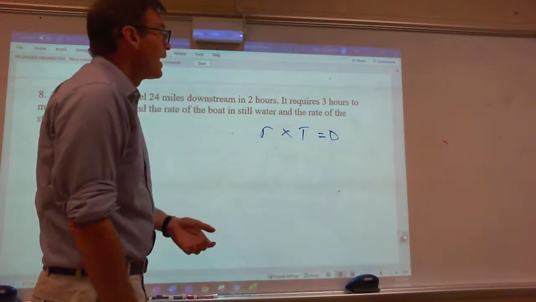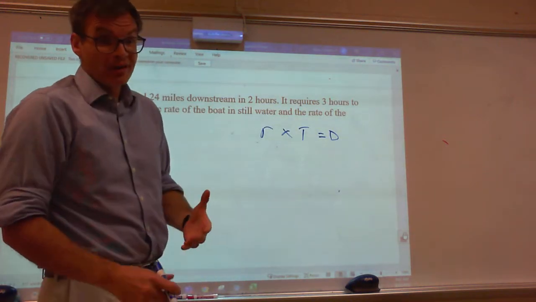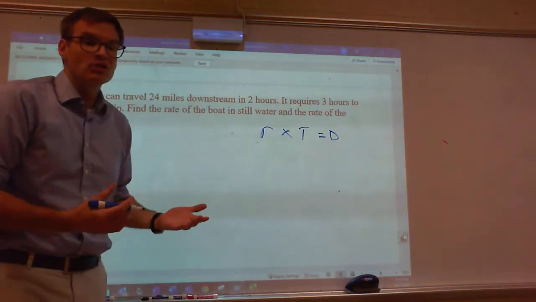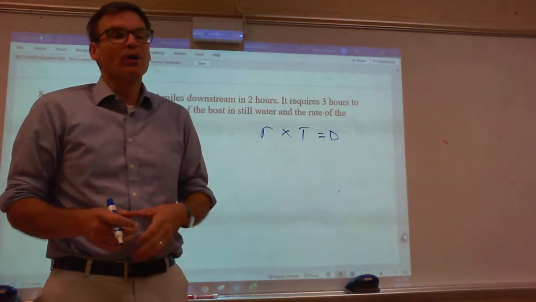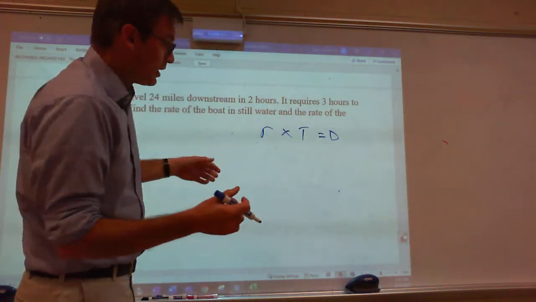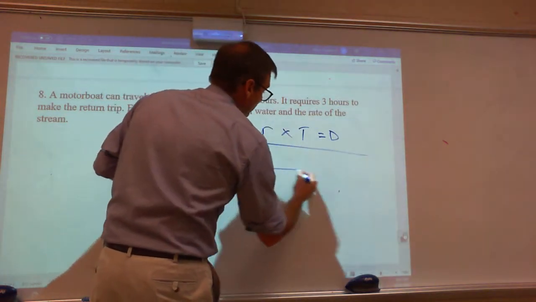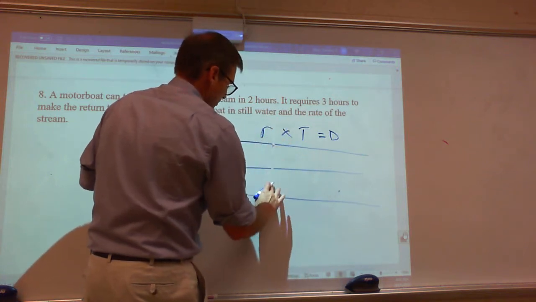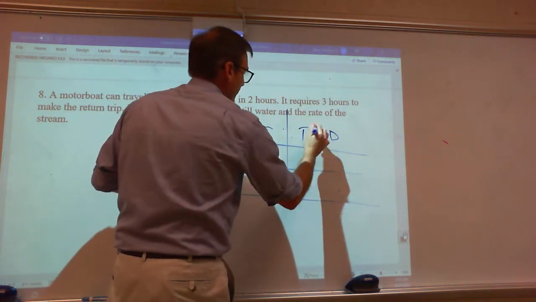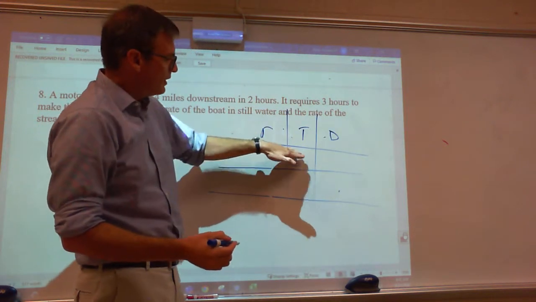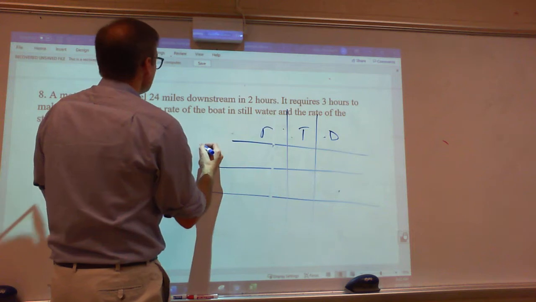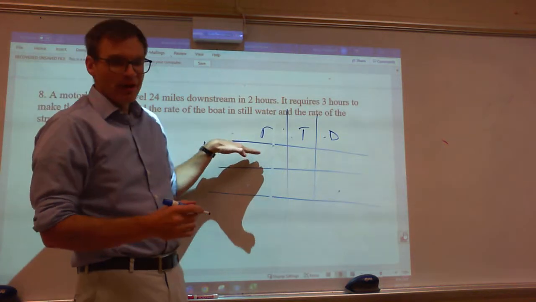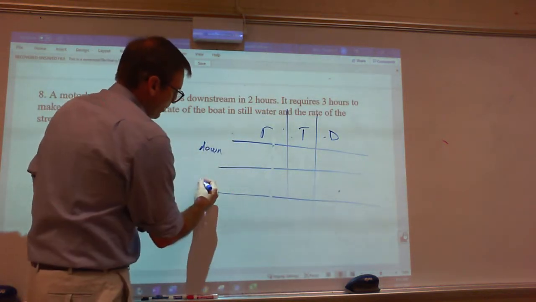All right. Now, I want to go even further because I like my chart. In this particular problem, I have two things going on. I have two situations. I've got one where we're going upstream, and I've got one where we're going downstream. Since I've got two things, I've got a rate, and I've got a time, and I've got a distance. So this first row is talking about going downstream, and the second row is talking about going upstream.